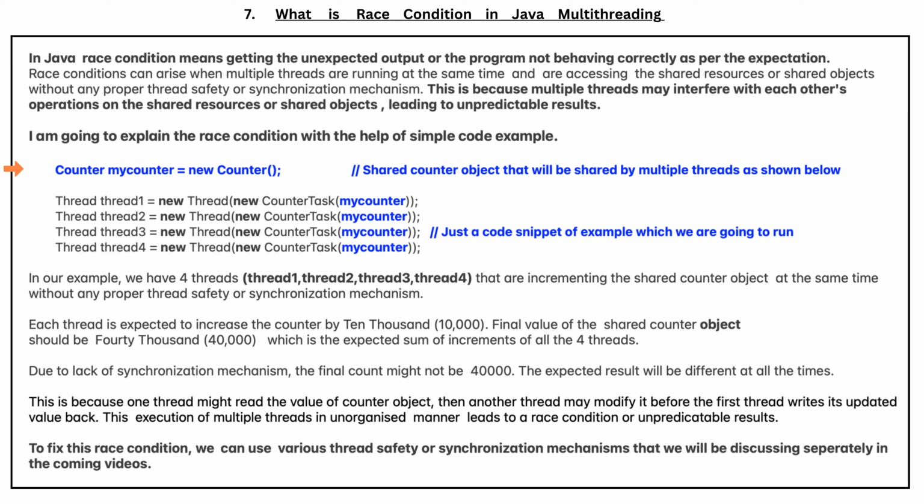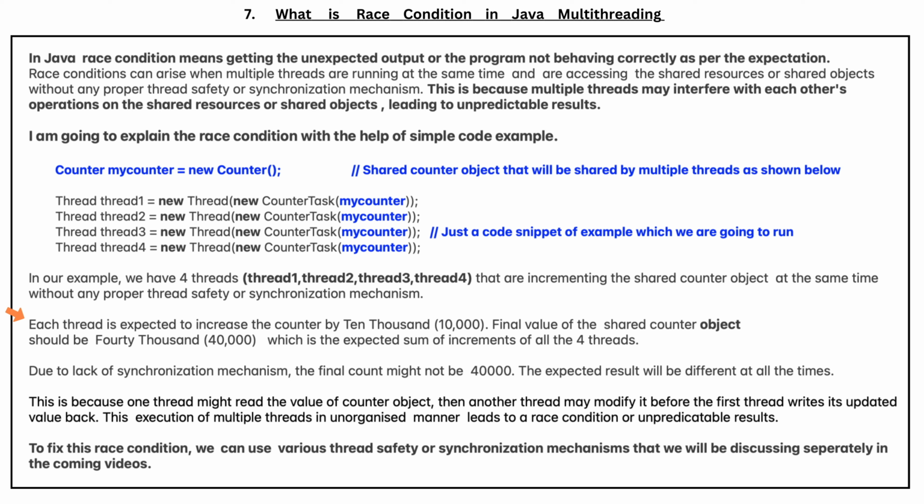This is just the shared counter object that will be shared by multiple threads as shown below. These are the 4 threads that will be operating on the shared counter object. This is just a code snippet of example which we are going to run. In our example, we have 4 threads, thread 1, thread 2, thread 3 and thread 4 that are incrementing the shared counter object at the same time without any proper thread safety or synchronization mechanism.